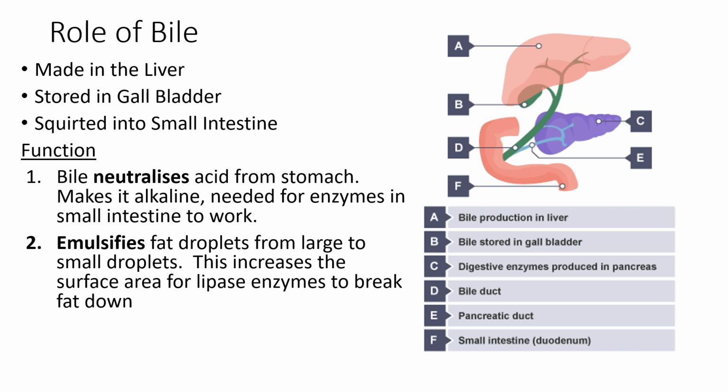So bile neutralizes acid from the stomach because it's very acidic in the stomach, and it needs to be alkaline, and it's needed for the enzymes that are released into the small intestine to work. It also emulsifies the fat or lipid droplets from large to small droplets. So it's really key that it's not breaking down anything. It's just making those droplets smaller. So that increases the surface area for lipase enzymes to break fat down.